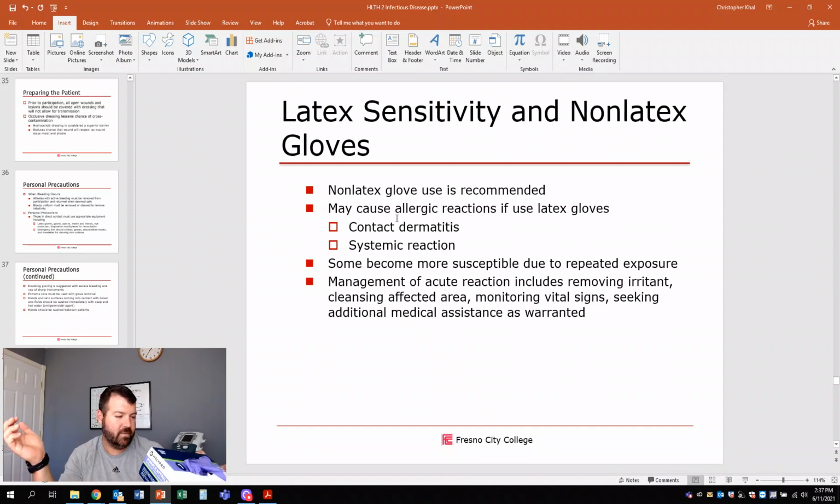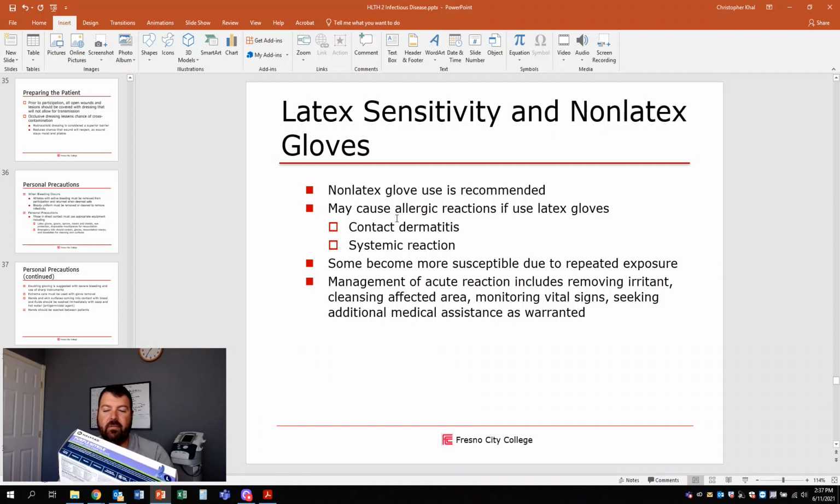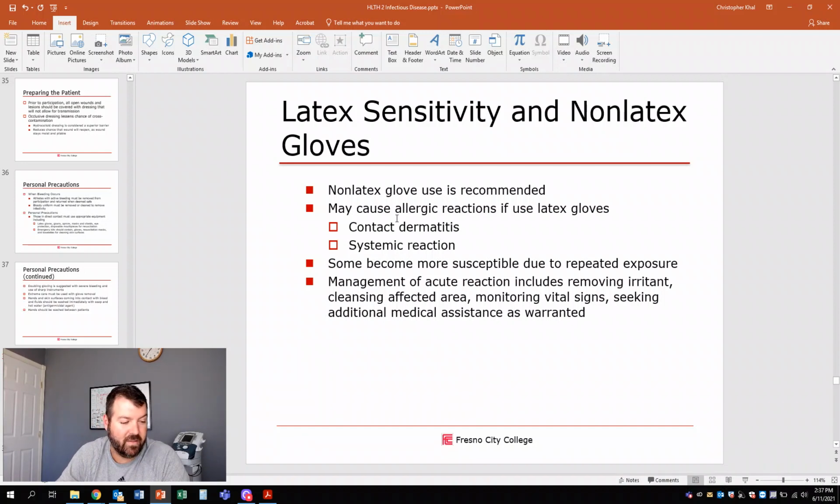Where's it on this one? Not made with natural rubber or latex. Okay, so I have a box here. This one is Halyard. This is one that we use commonly. It does a really good job, fits my hands, and so forth. A lot of people don't really know that they are allergic to latex nowadays. A lot of people find out a little bit later on that they have this allergy.